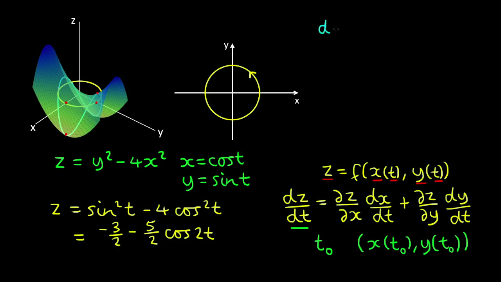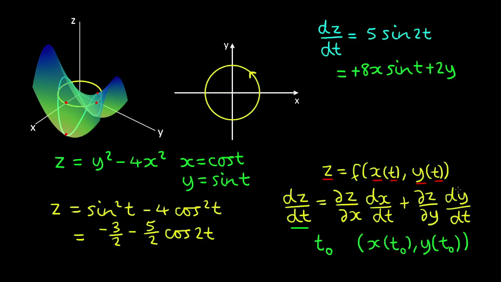So evaluating the derivative of z with respect to t, we get minus 5 sine 2t. And similarly, if we evaluate this derivative using the chain rule, we take the partial of z with respect to x, which gives minus 8x, multiply by dx/dt, which gives minus sine t, plus dz/dy, which is 2y, by dy/dt, which is cosine t.